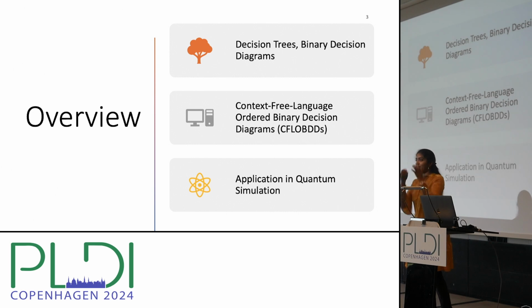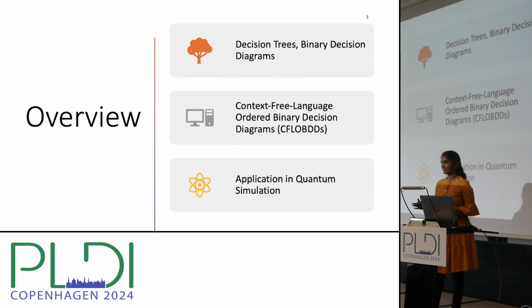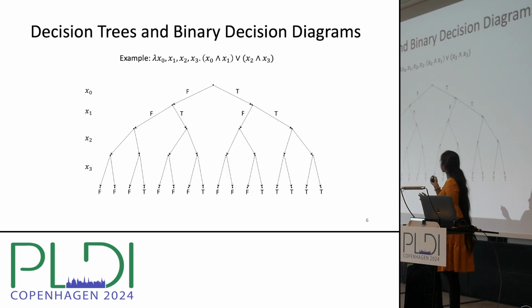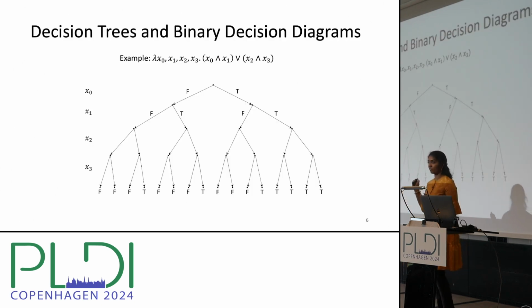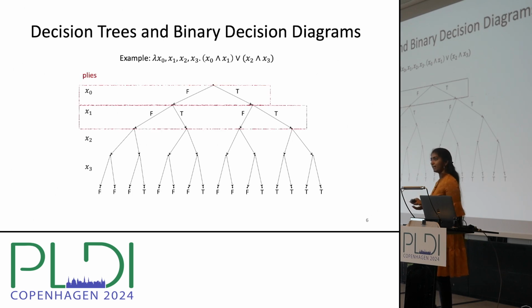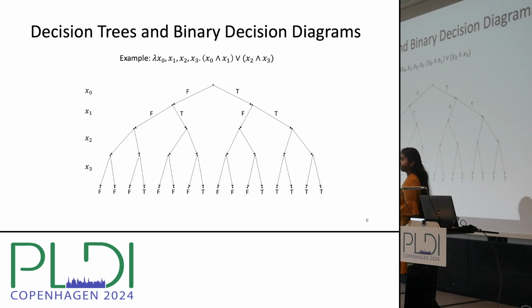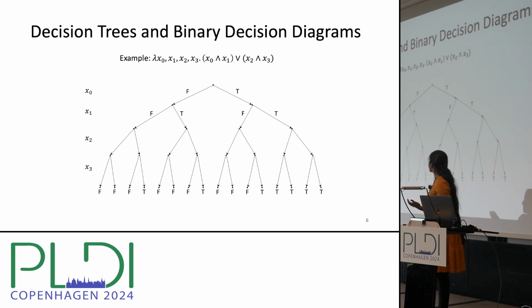So I'll first go over what decision trees and BDDs are at a high level, and then we'll discuss CFLOBDDs. So let us take this function over 4 variables. This is the decision tree representation for the function. Every level here, let's call it xi, corresponds to 1 variable, and then you have the terminal values that are the values for the function for these particular assignments.